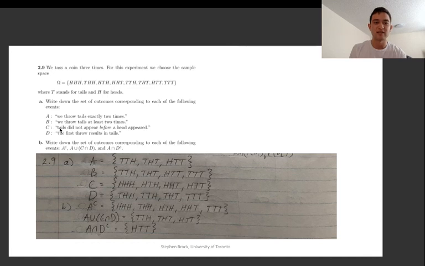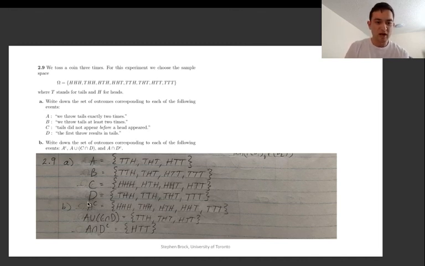For C, this is when tails did not appear before head appeared. That means that we have to have a head first and potentially a tail second. Because if we have only heads, then the statement is still true that tails did not appear before head appeared. So we have the triple head, head tails head, head tails tails. And then for set D, the first throw results in tails. That just means that we're looking at all the outcomes where the first flip was a tails. So that's tails head head, tails head tails, tails tails head, and tails tails tails.